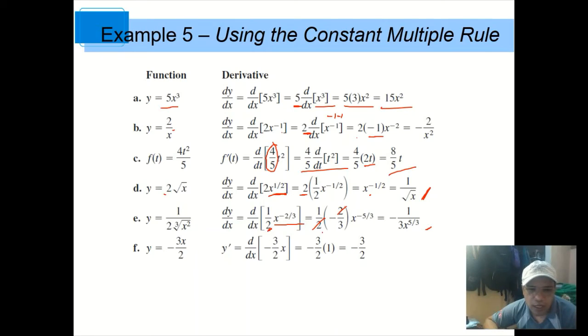Then, finally, y is equal to negative 3x over 2. So, meron tayong negative 3 over 2, then x. Kinuha yung derivative ni x, which is 1. So, ang sagot is negative 3 over 2.